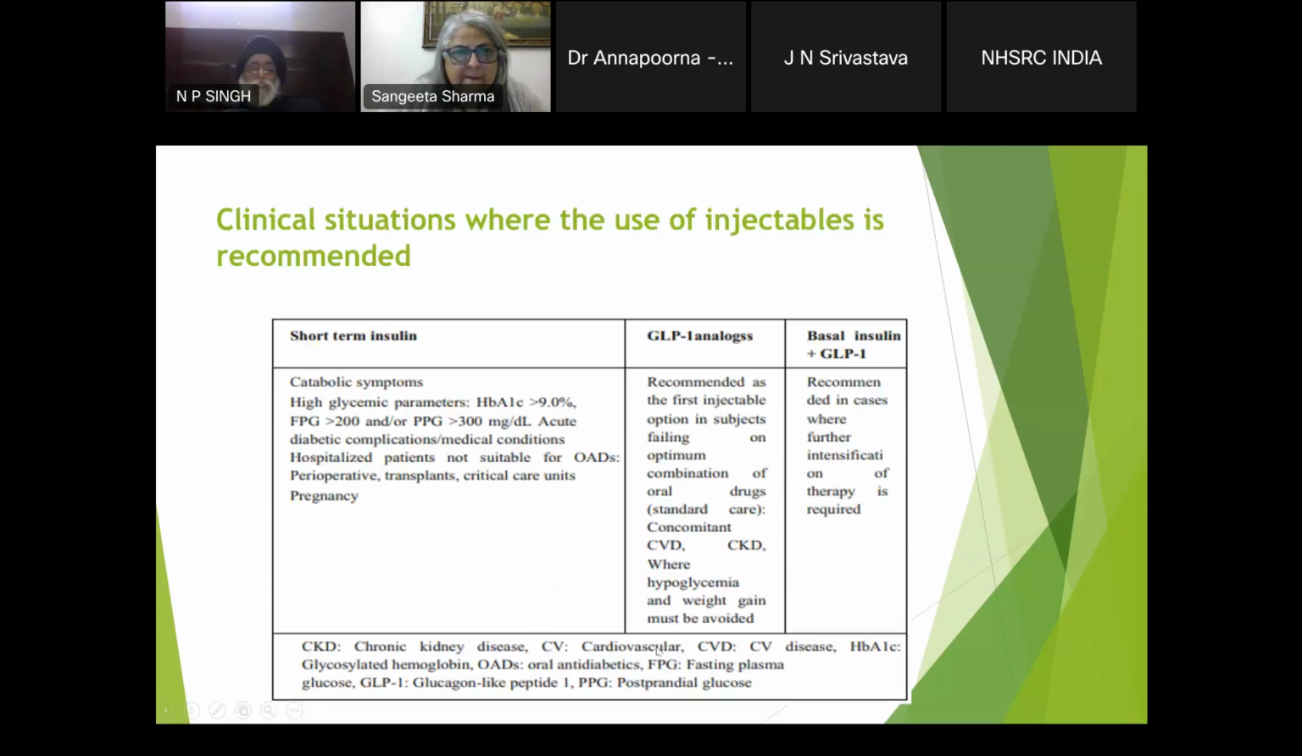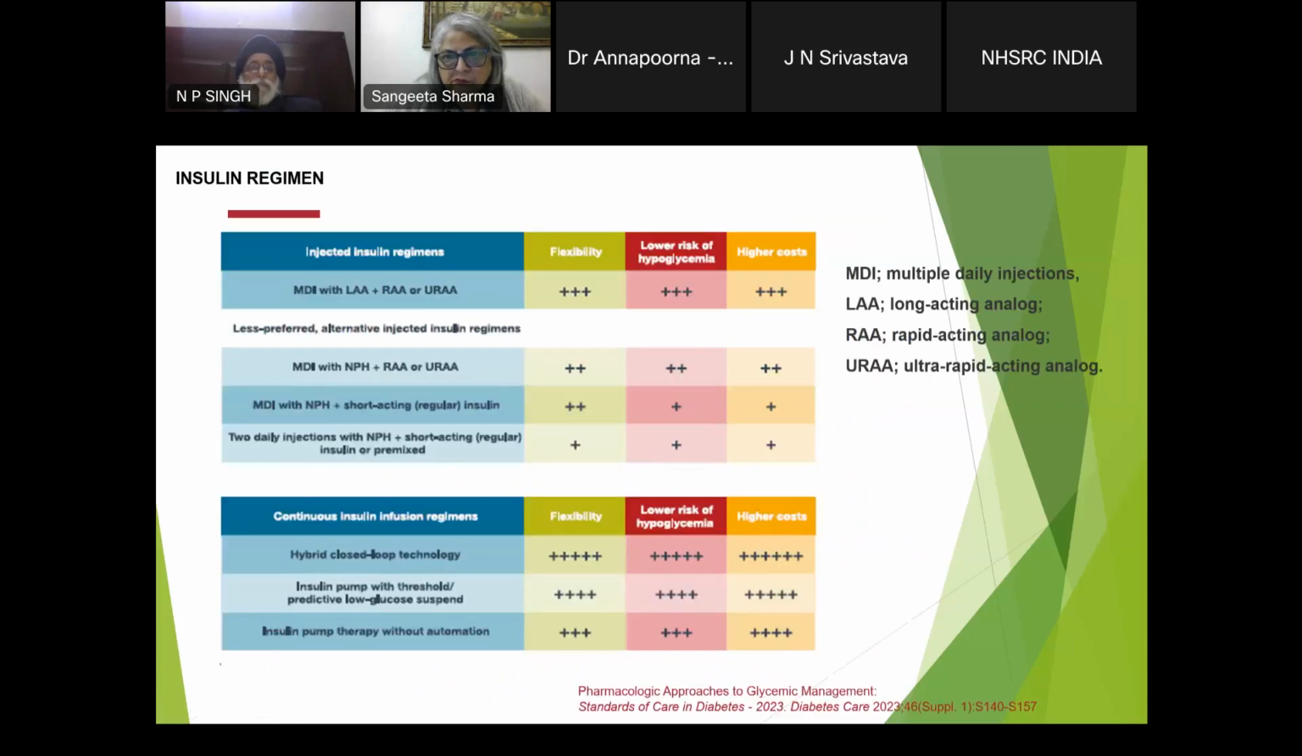So these are three types of insulins, and these are some of the injectables which we have, GLP-1 analogs. These are also available now, and the combination is also available, but as of now, only a select group of people who can afford financially are being given these drugs. By and large, for a community, these drugs are still quite far away from the reality. And these are some of the flexibilities which show that if you give multiple dose insulins, they have flexibility, they have low risk of hypoglycemia, we have a higher cost. Similarly, we have various continuous infusion pumps available.